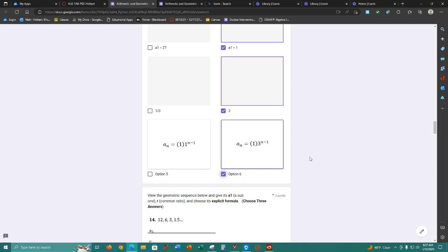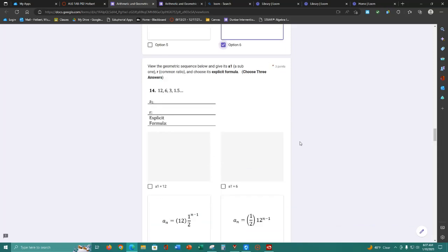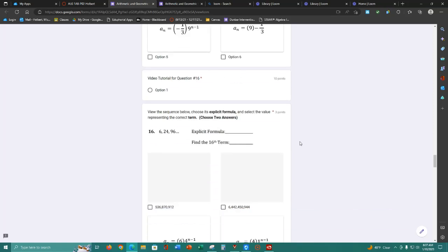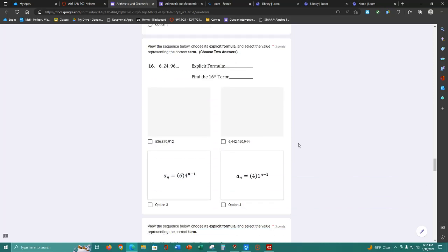Now you do have several other problems like this. I'm going to scroll down. So let's see, 14 is the same, 15 is the same. And then we go to a slightly different problem. So go ahead and solve all the way up to 15 and then watch the video for 16.